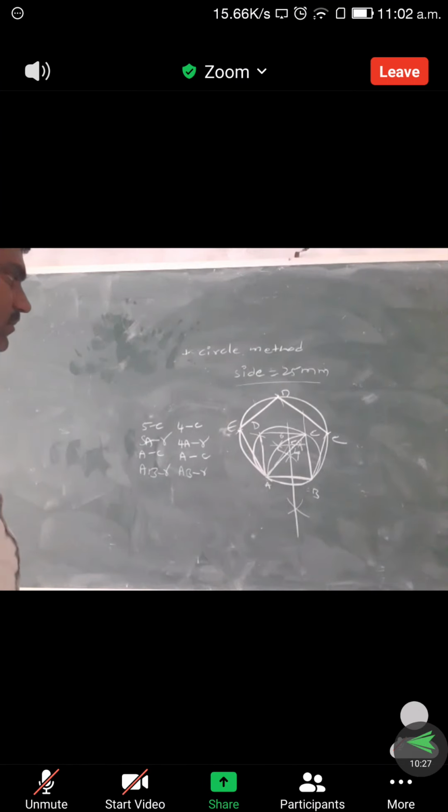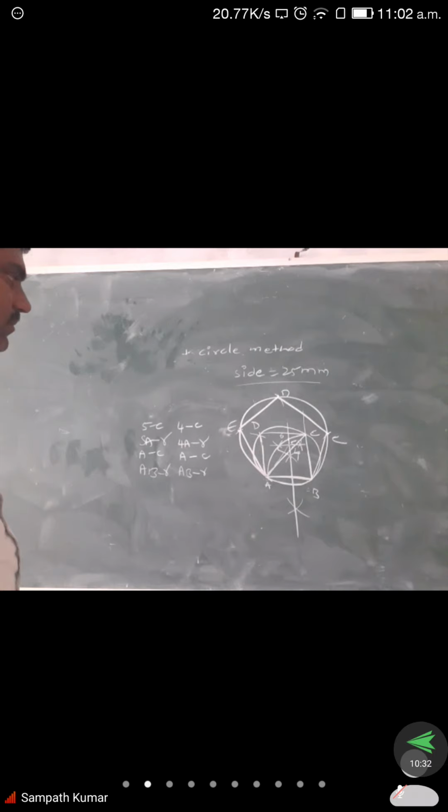Then E as the center, again 25 mm as the radius. The intersection point is B. Then B as the center, 25 mm as the radius.